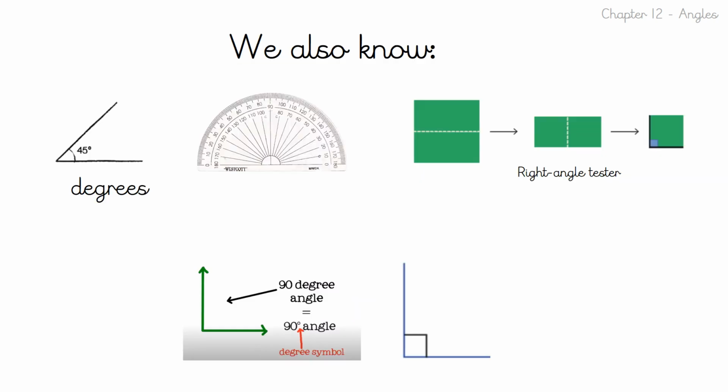We also know that we measure angles in degrees. We can use a protractor to measure angles, but for now we're going to be using our right angle tester. On Thursday we learned that all right angles are 90-degree angles, and we mark them with a square shape instead of the line curve that we were doing.